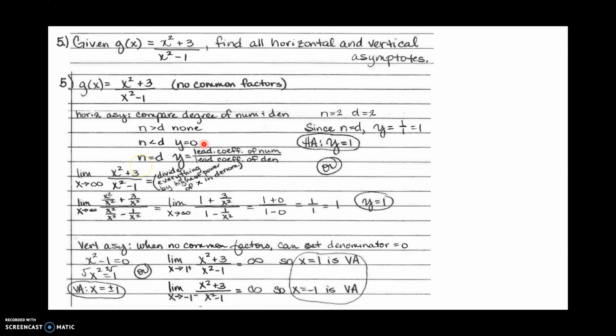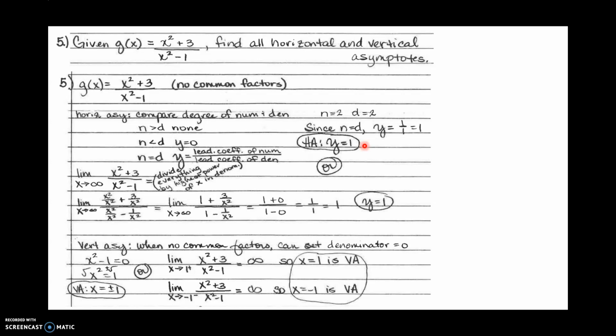And when the degree of the numerator equaled the degree of the denominator, then we said y is equal to the leading coefficient of the numerator over the leading coefficient of the denominator. So for ours, the degree of the numerator is 2, the degree of the denominator is 2. Since they're equal to each other, it's going to be y equals leading coefficient over leading coefficient. Leading coefficient here is 1, leading coefficient here is 1. So that's where we get our horizontal asymptote.